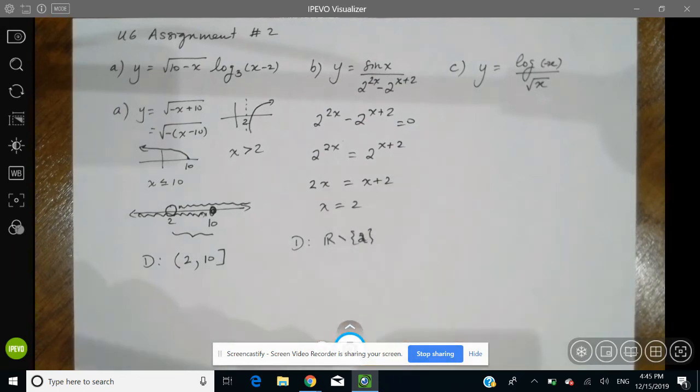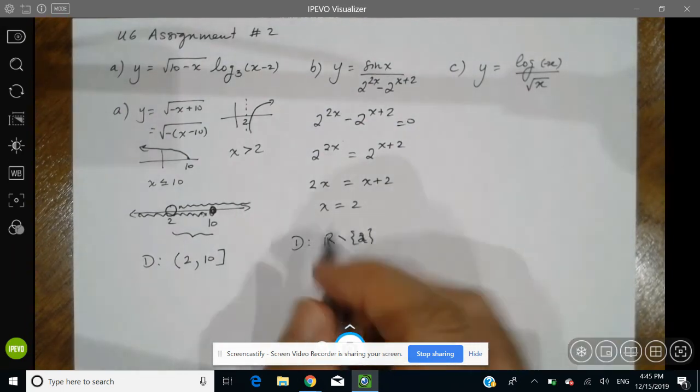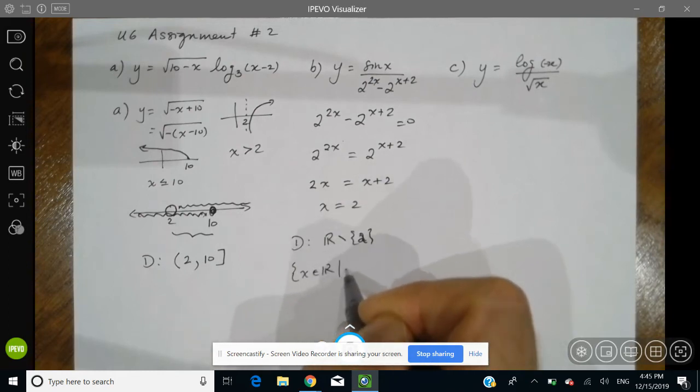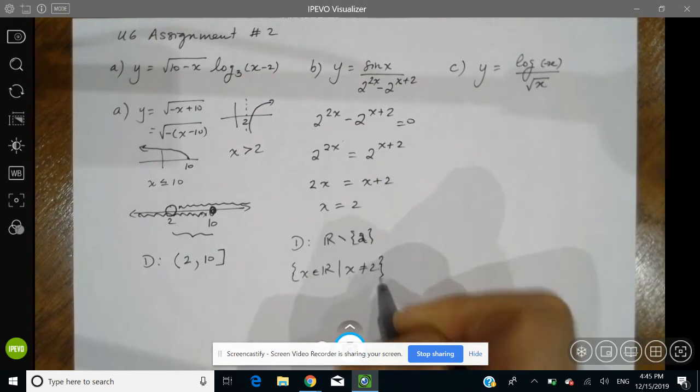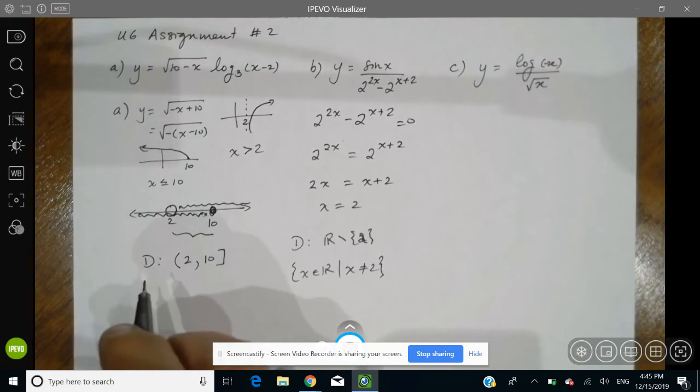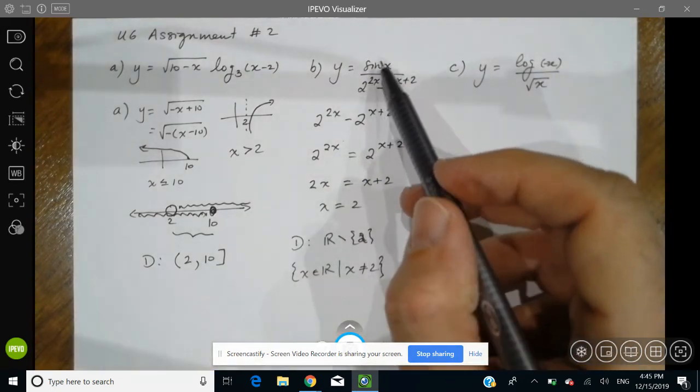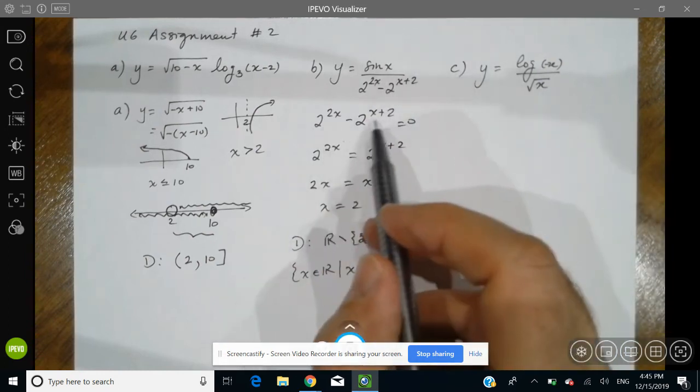Or if I want to write it in set notation, I could also do that: x in R such that x is not equal to 2. That would be an alternative way of writing it. But again, I determined that numerator and denominator had domains of all real numbers. The only thing I had to check for was when the denominator was equal to 0.